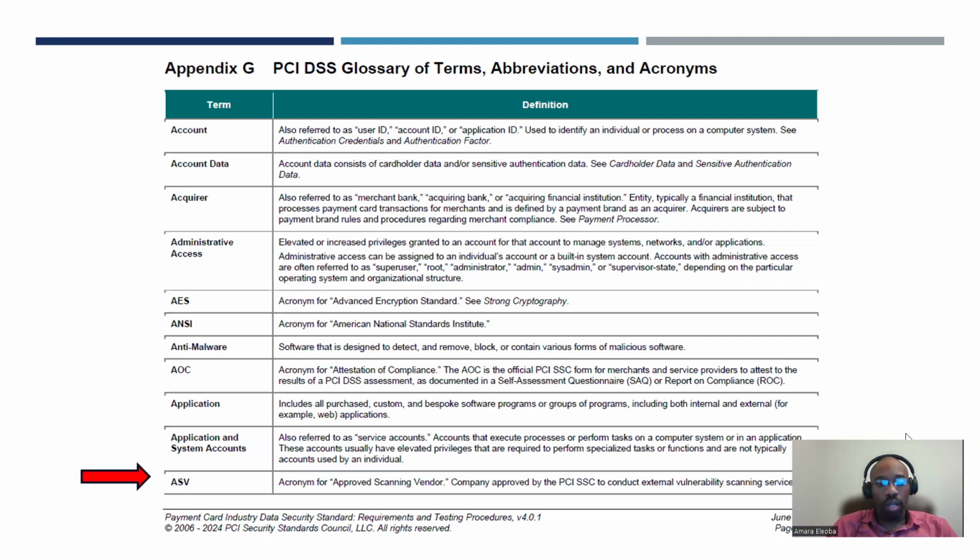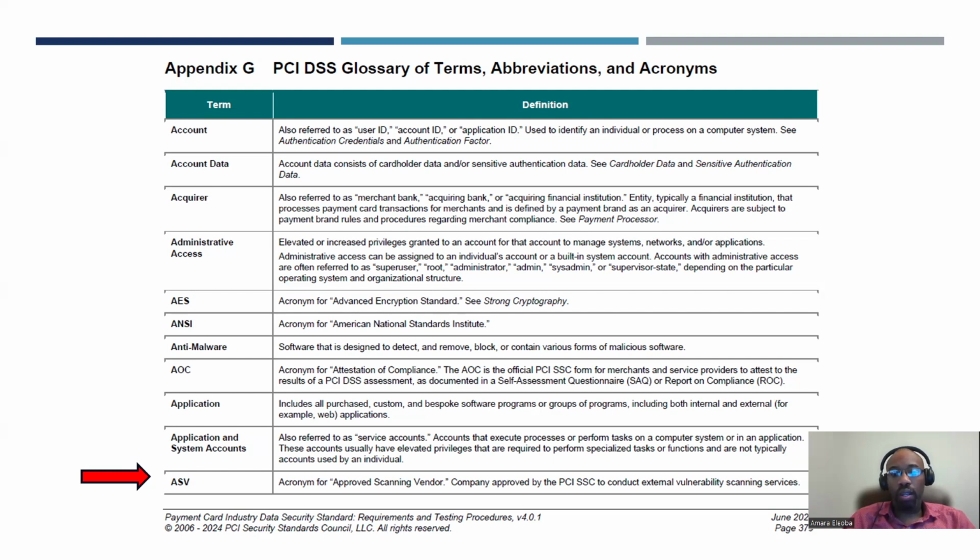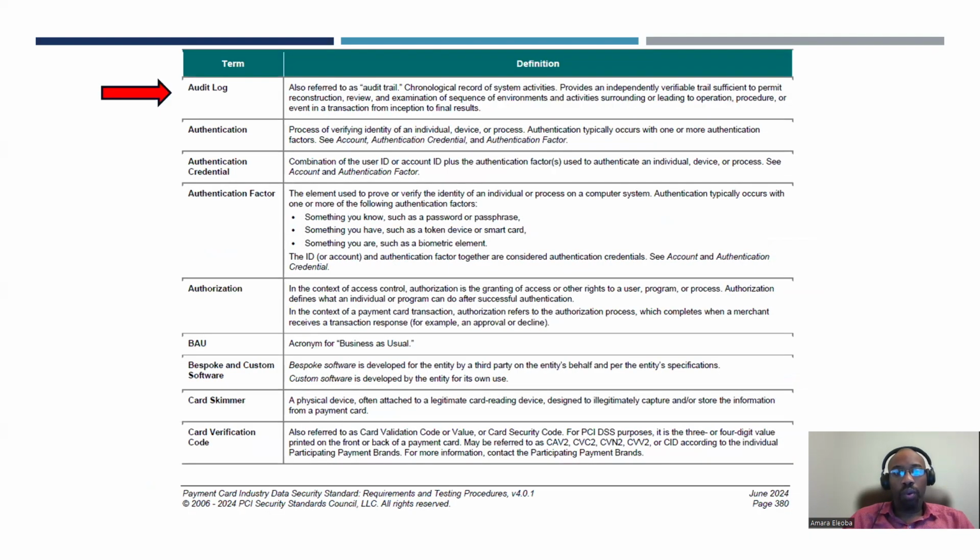So the next one is the ASV. ASV refers to the approved scanning vendor. And what they do is that they conduct external vulnerability scanning services for the organization. All right, then audit log refers also to audit trail. And this is just a chronological record of system activities. So for example, your servers, right? So anyone that logs into it, everything that's performed on that server needs to be configured to have what we call an audit log. So that way, if anything should happen, you can review the logs to see what happened.